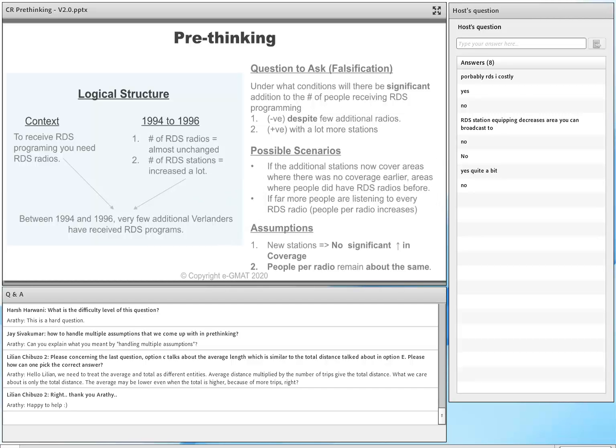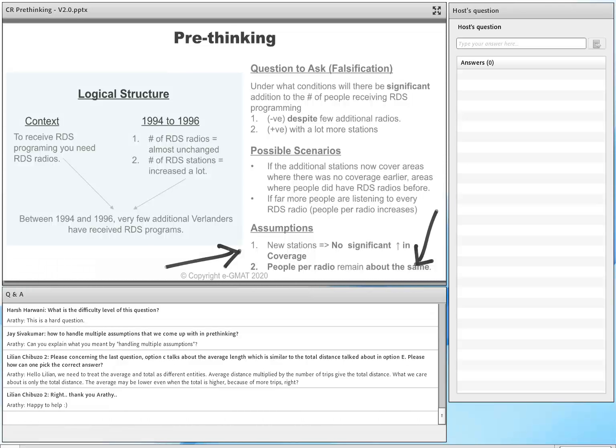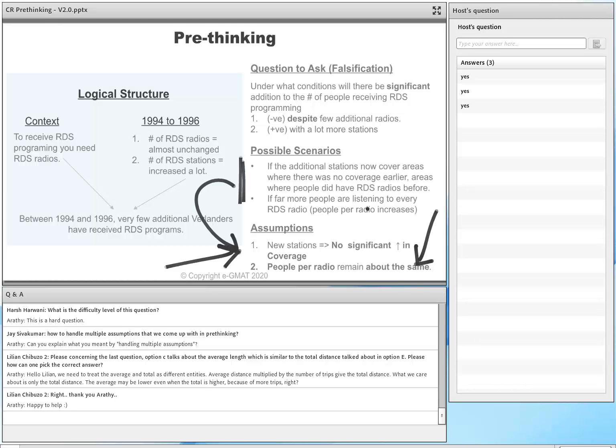What are my falsifying scenarios, or what are my assumptions? The new stations should not increase the coverage significantly. The people per radio remain about the same. Assumptions make sense? Falsification scenarios you guys came up with, the assumptions that we got from these, they make sense? Yes. They just are saying none of those falsification scenarios happen.